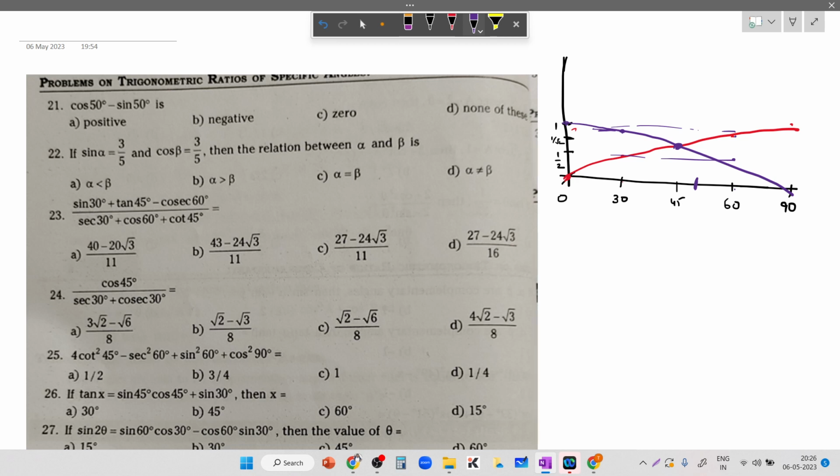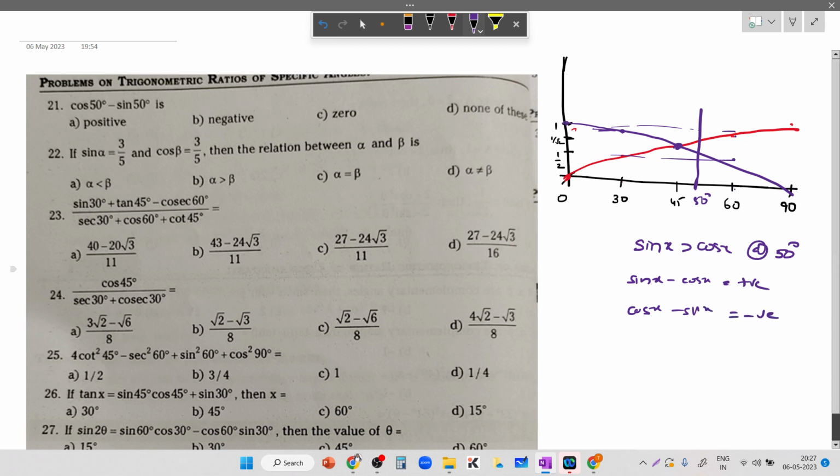which is higher? At 50 degrees, is it the sine value or the cos value? Exactly. That means sin x is greater than cos x at 50 degrees. That means sin x minus cos x is positive, whereas cos x minus sin x will be negative. Understood how to do it? At 50 degrees, the sine graph is above, so the sine value is more, but here we are subtracting sin from cos, so we will get a negative value. Clear, right?